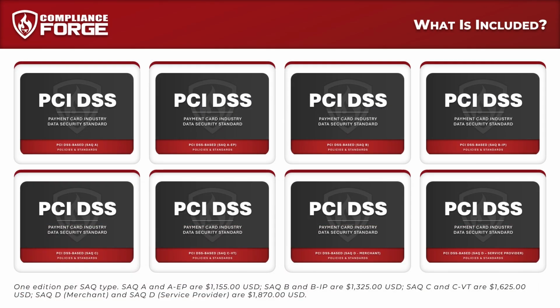So what do you actually receive? There is 1 edition per SAQ type, 8 in total, and the price follows the scope of the questionnaire. SAQ A and SAQ A-EP are $1,155. SAQ B and B-IP are $1,325. SAQ C and C-VT are $1,625. And both SAQ D editions, merchant and service provider, are $1,870.